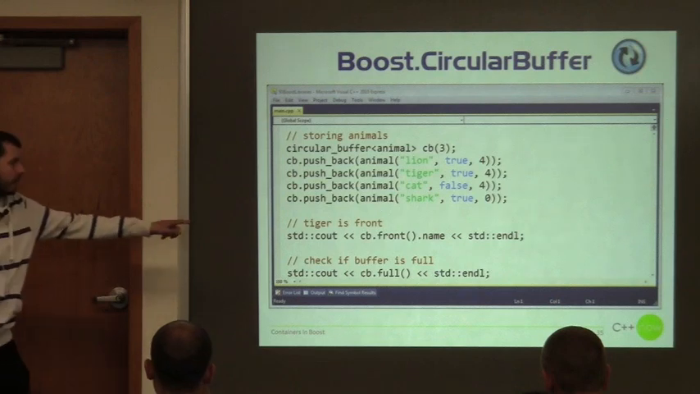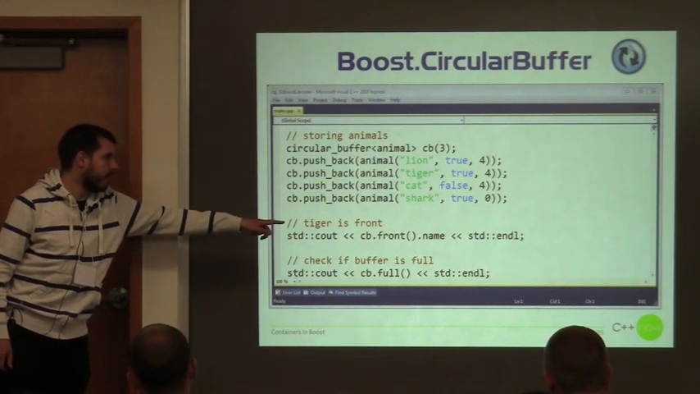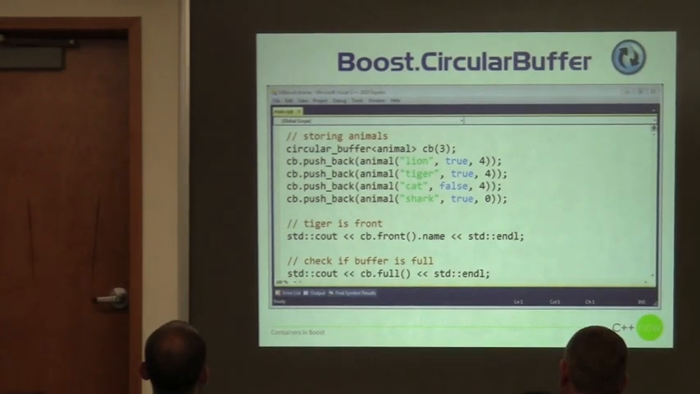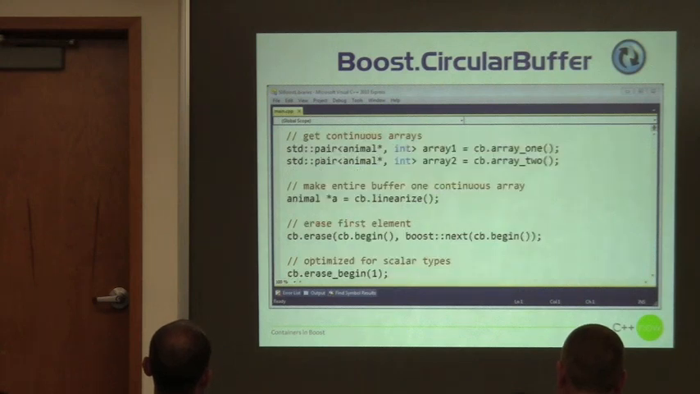And if I call front now, then I get the name of tiger, because tiger is the new beginning of that container. And there are some other helpful functions like full and empty. And yeah, full just returns a boolean and tells me that the container is full. There are 3 elements inside, and there can't be more inside.